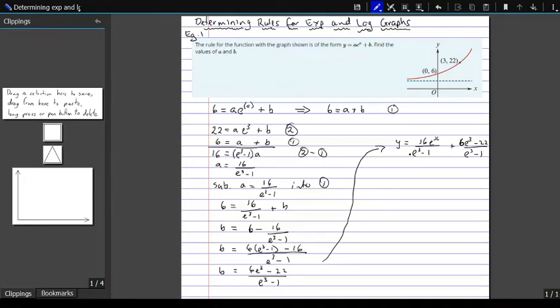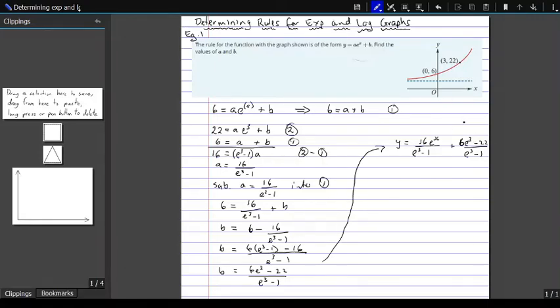And then if we go up here, we can put both our a and our b value into our function form y equals a times e to the x plus b. So we have 16 over e cubed minus 1. That gets multiplied by e to the x, so the e to the x we can just put in the numerator with the 16. And then plus our b value that we have here. Okay, not a very nice looking function by any means, but as long as we're working through accurately, this is what we have.